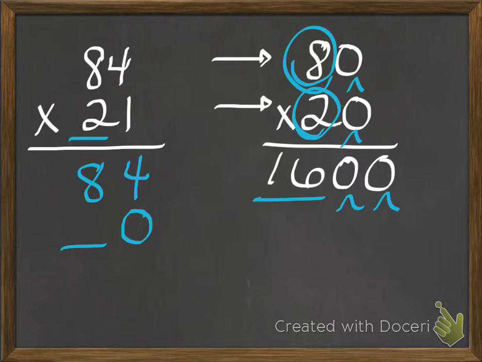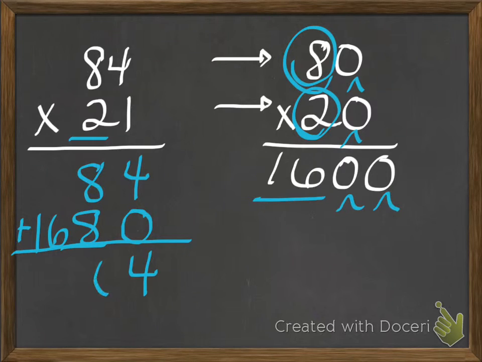so my answer will start in the tens place, just like the 2 is in the tens place. 2 times 4 is 8. 2 times 8 is 16. Now I'm ready to add them all together. 4 plus 0 is 4. 8 plus 8 is 16. I carry the 1, and 1 plus 6 is 7. Then I have just 1 in the thousands place. 1,764 is my answer.